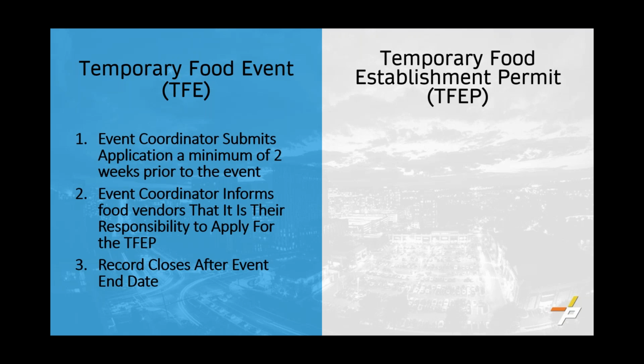Just a quick overview of the application process for these two different types of applications before I jump into the system to show you how to do it. So we ask a minimum of 2 weeks prior to an event. An event coordinator would go into PLUS and submit the temporary food event application. It's just kind of a notification to us that there is an event coming up. There are a couple of document types that will be required. You'd be asked to submit a list of your food vendors participating in the event and their contact info, as well as an event map layout, so like where all the different food vendors are going to be at the event.